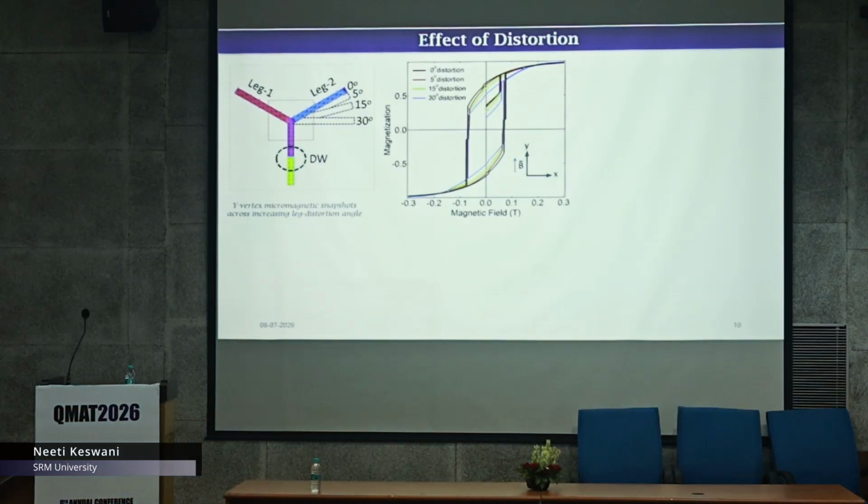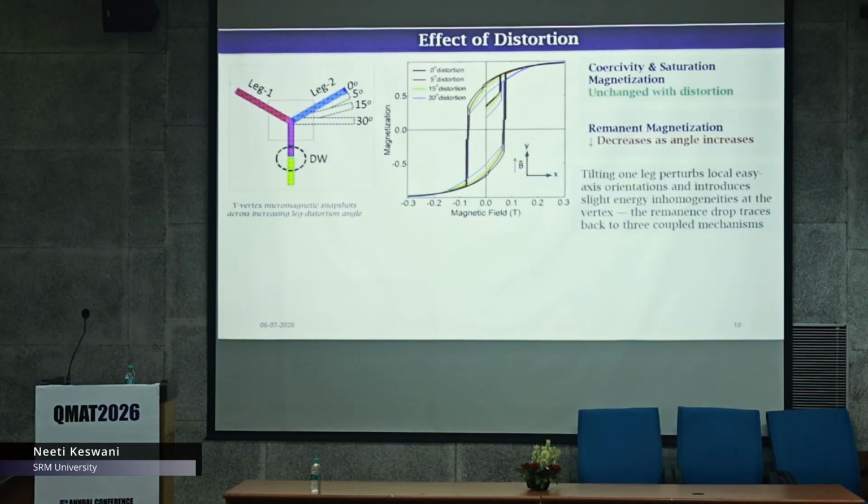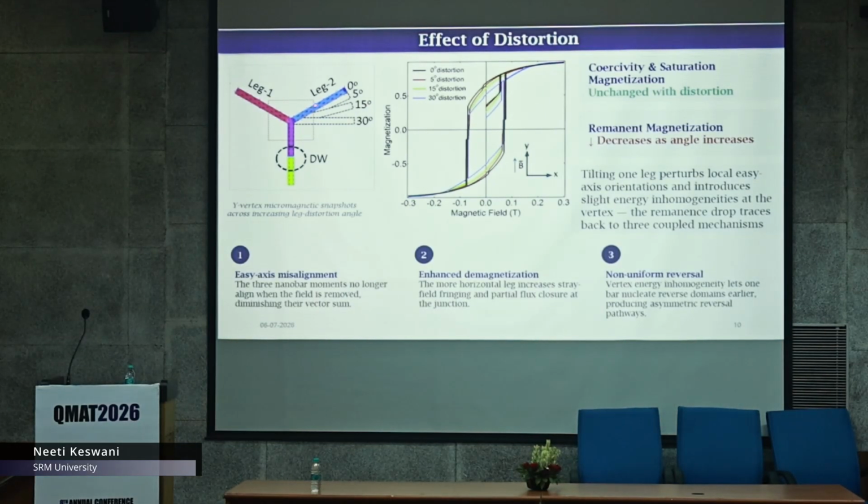Okay, we first tried to understand the reversal behavior for all the distortions we have changed, and we found that the coercivity and the saturation magnetization remain unchanged with distortion. But when we talk about the remnant magnetization, it is clearly visible that it is decreasing as the distortion angle is increasing. That is really clear when we take the vertical vector sum of all the magnetization, which is reducing, right? So that will cause a reduction of remnant magnetization.